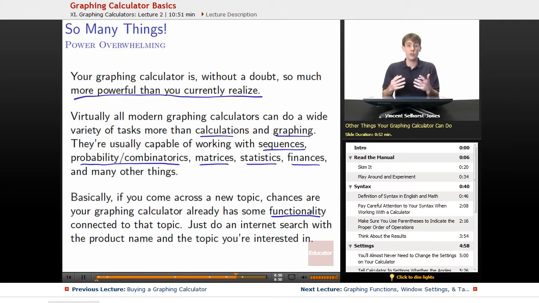So if you start a new topic and you think, oh, it sure would be useful if there was a way a calculator could do this, just do an internet search with the product name you've got and the topic you're interested in. Just search your calculator and whatever the name of the thing you're interested in is, whether it's matrices or probability, and you'll probably be able to find very quickly a guide for doing that specific thing with your calculator, and you'll get an introduction to a new way that you can use your calculator.